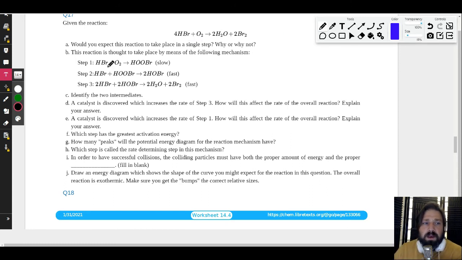Yeah, here is the proposed mechanism for it. So this is the proposed mechanism. First step, hydrobromic acid and oxygen slam together to make this intermediate. Same thing here. Hydrobromic acid slams into it again to make another weird intermediate. Then 2 more hydrobromic acids hit these weird intermediates to make that.